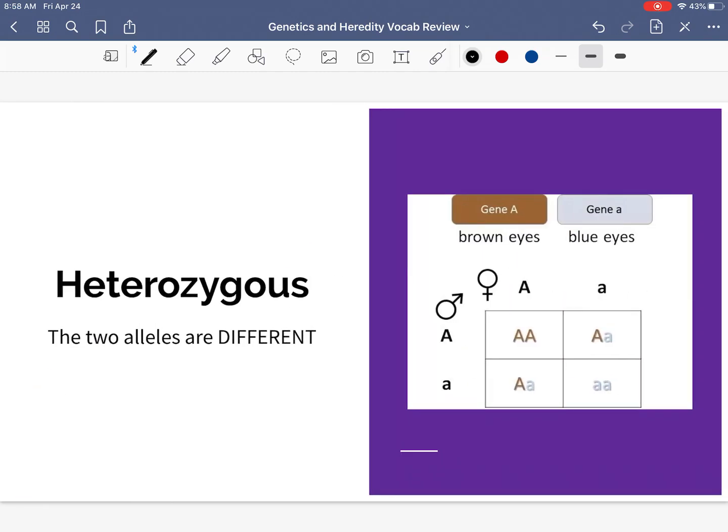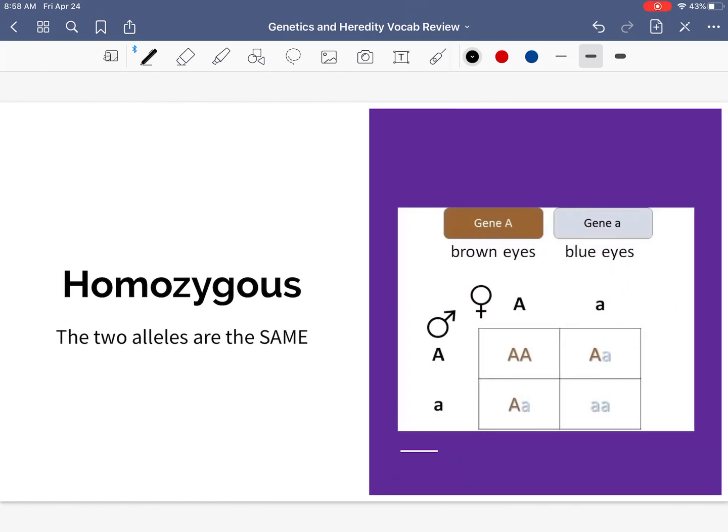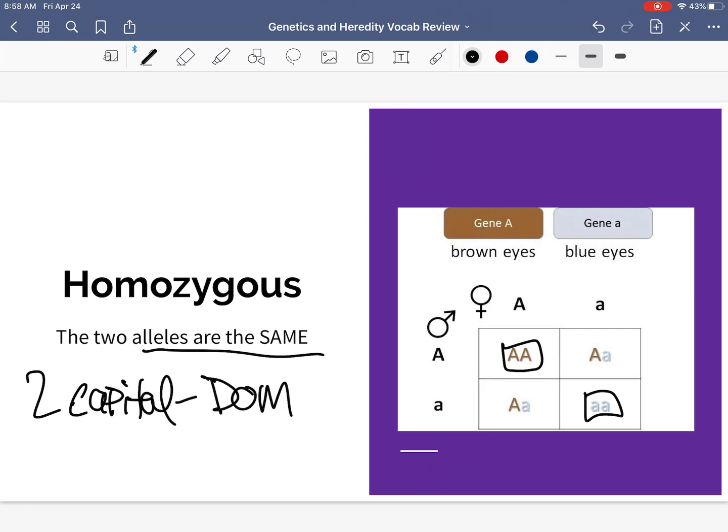Heterozygous means that the alleles are different. So you can see here there's heterozygous alleles here and here because there's a capital A and a lowercase a. So they're different. And then homozygous means that the alleles are the same. You can see that here there's two capital and here there's two lowercase. When there's two capital, it's going to be dominant. When there's two lowercase, it's going to be recessive. We'll talk about what that means a little bit further down the line when we get to Punnett squares.